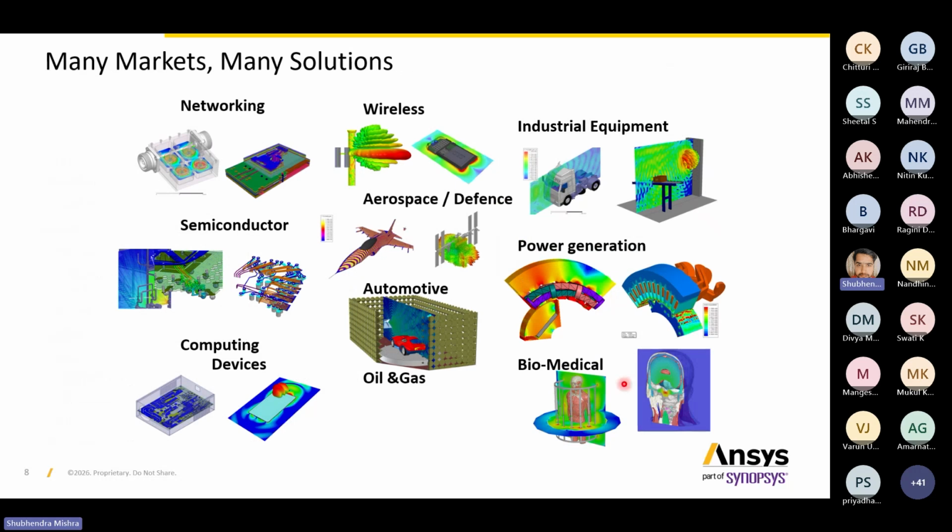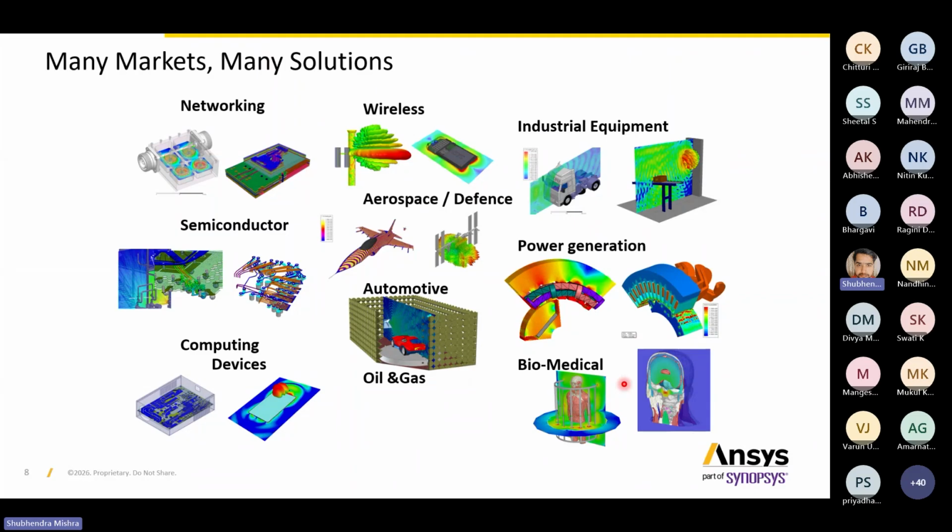So these are the multiple industries where electronic products are utilized. In networking, you can see signal integrity and power integrity applications mostly. In wireless, antenna designing, antenna simulations, and antenna placement are mostly utilized. In industrial equipment, EMI, EMC applications, and EMI/EMC is a part you can use in any industry. I'm just giving you a brief about that, nothing else.